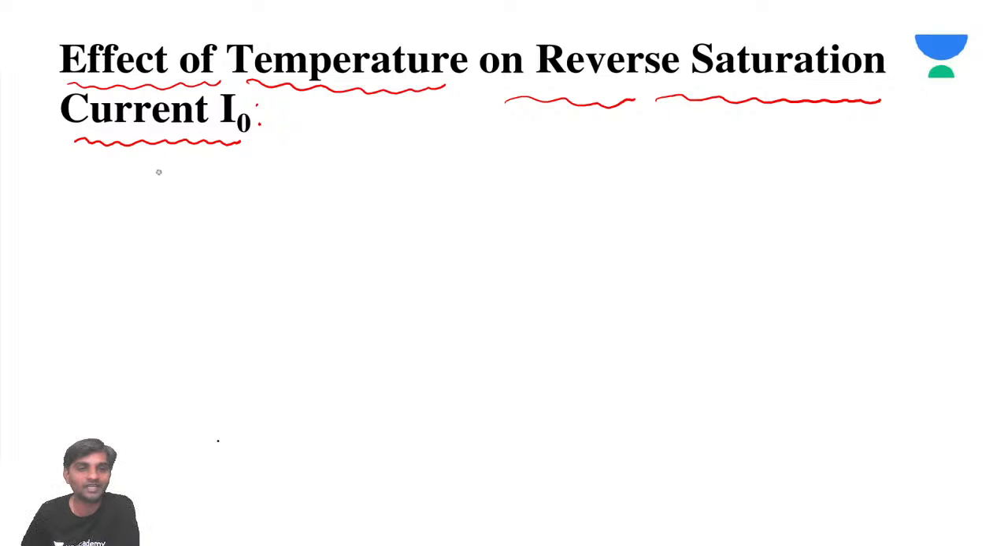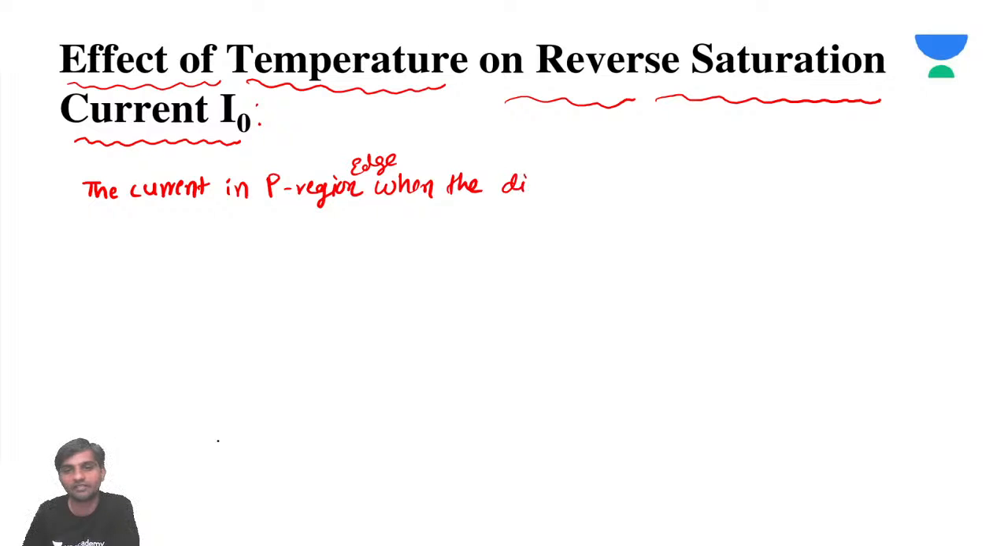As we know, when the diode is reverse biased, there exists a current because of the minority charge carriers in N region and in P region, at the P region edge, when the diode is reverse biased. So what is that, sir? Yesterday we have derived.